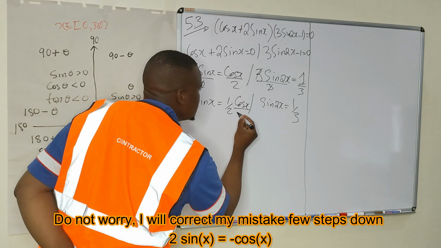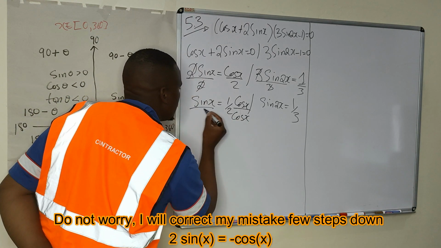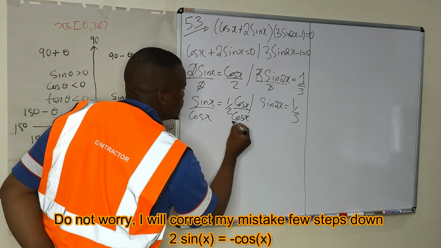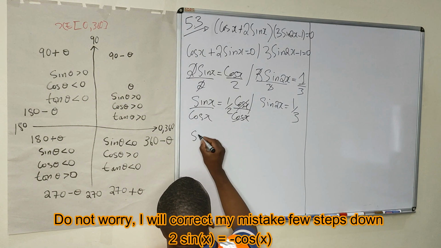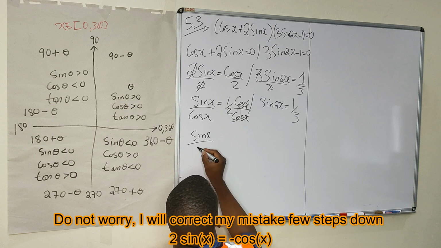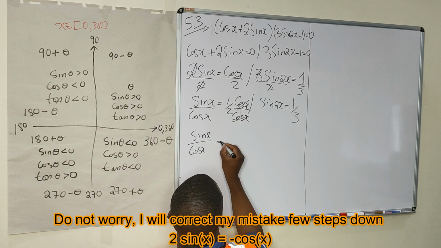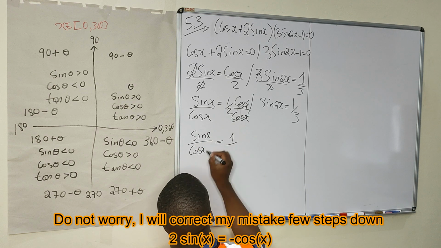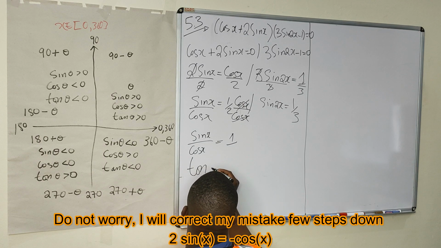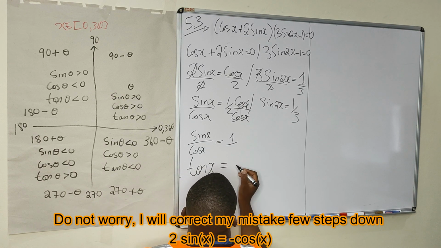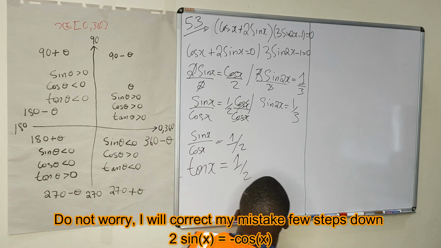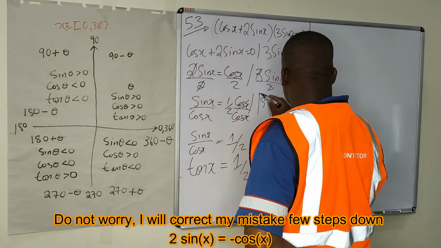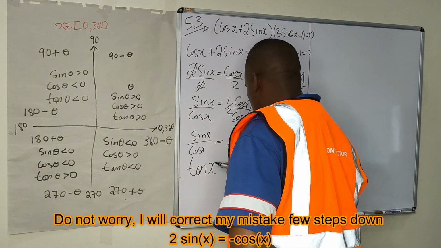So you can divide by cos x here. This and that goes away. So we're left with sine x over cos x, which is also equal to tangent of x, is equal to 1 over 2. Oh, sorry, 1 over 2. So you have this part and you have this part.